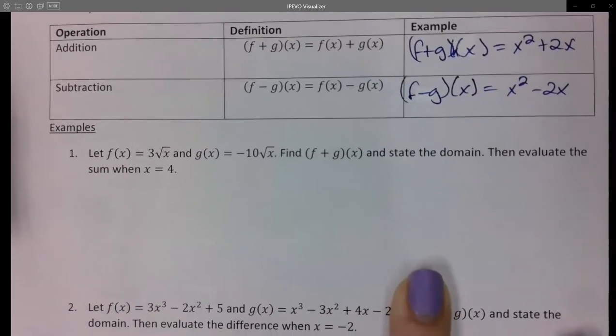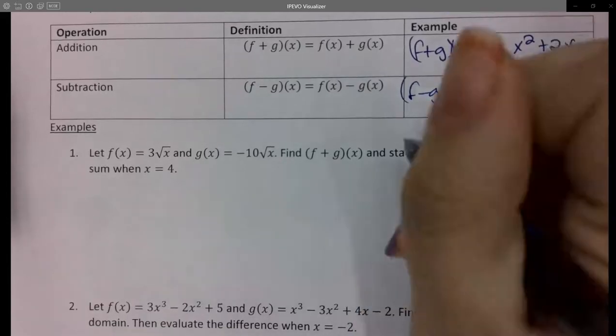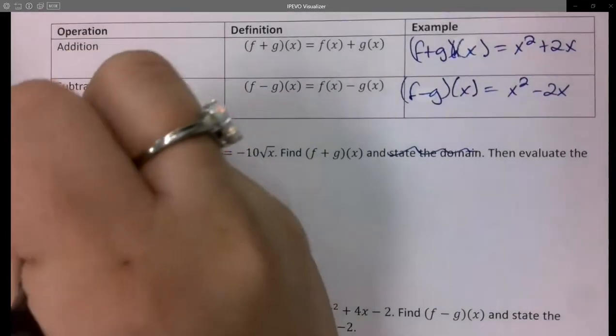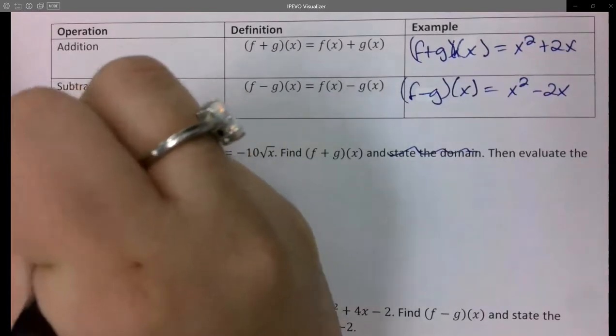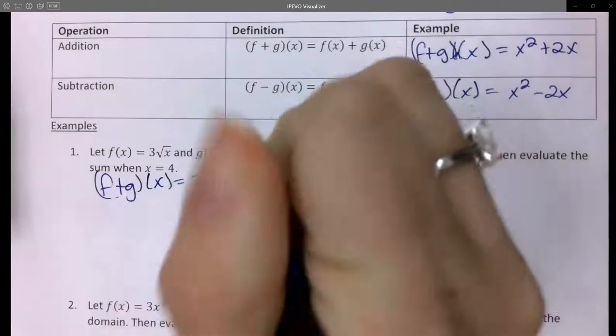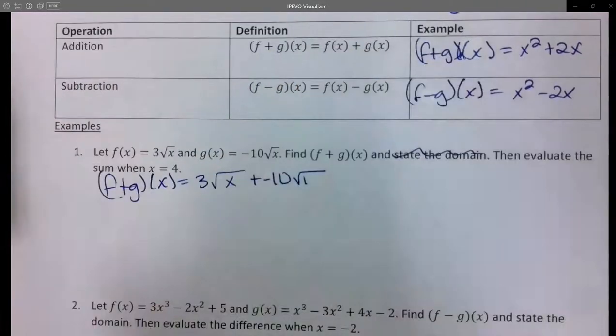So number one actually gives me two different functions, and it wants me to add them together, and I'm going to skip stating the domain part. And then it wants me to evaluate the sum when x equals 4. So the first thing I'm going to do is add my two functions together. So I have 3 square root of x, and then I have negative 10 square root of x that I'm adding.